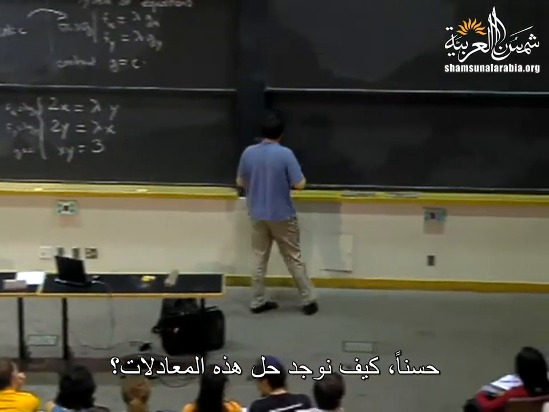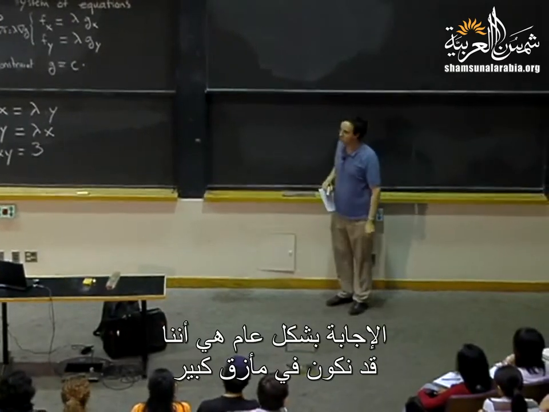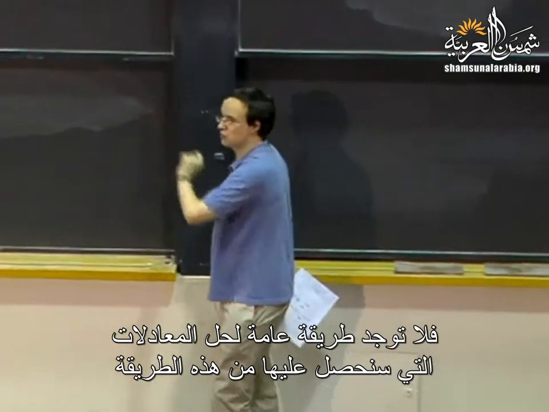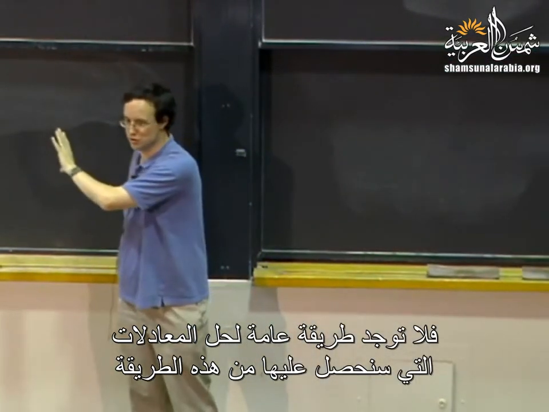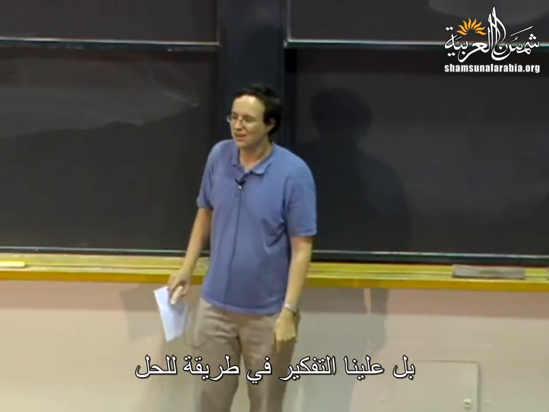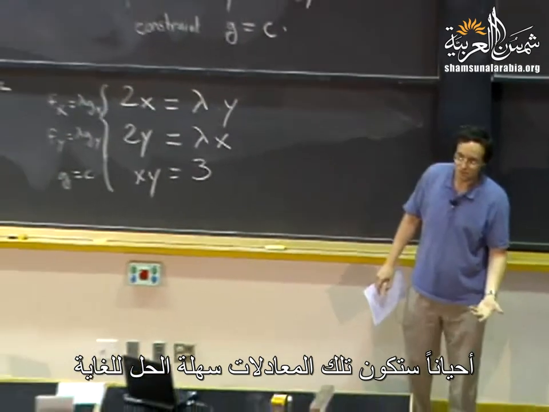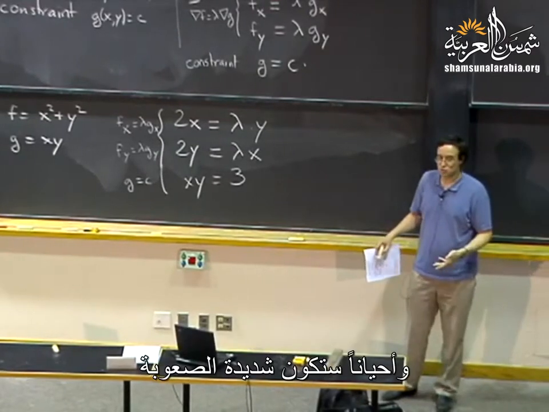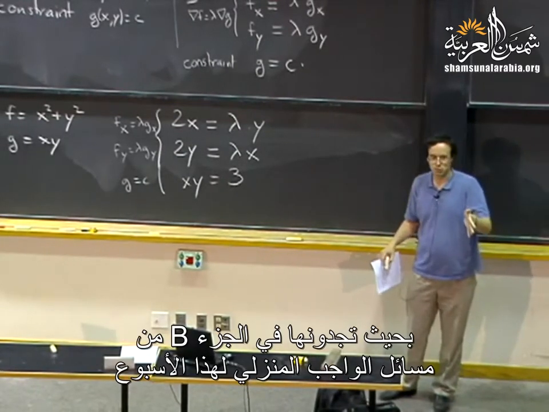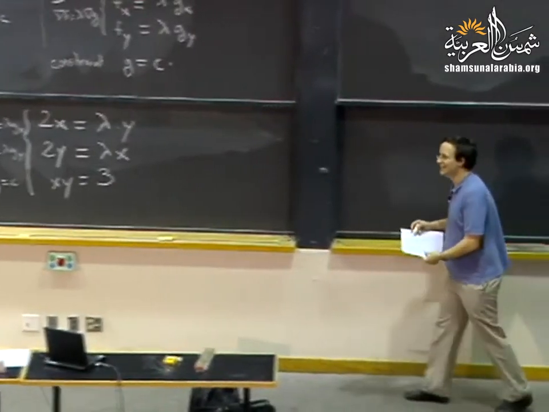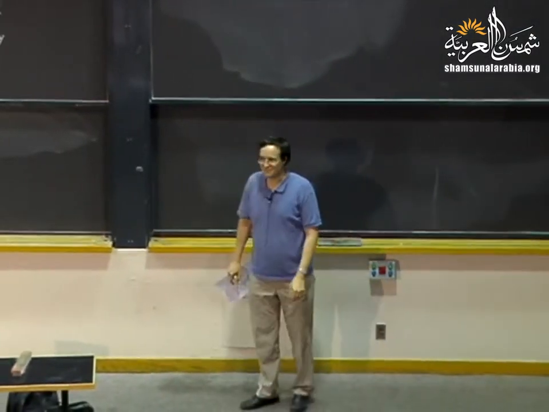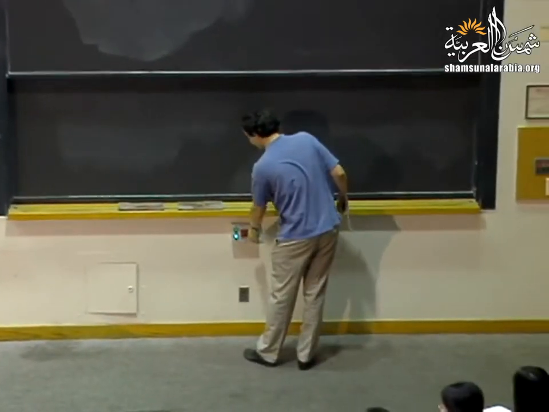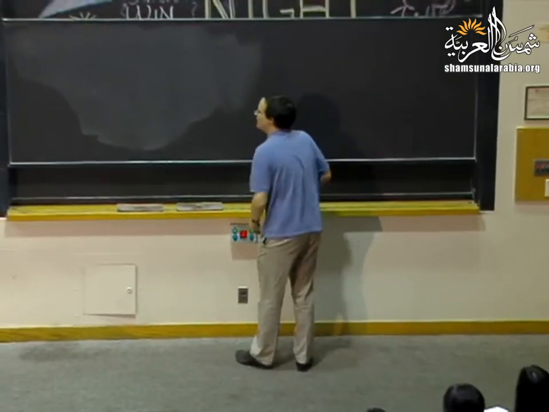So how do we solve these equations? Well, the answer is, in general, we might be in deep trouble. There's no general method for solving the equations that you get from this method. You just have to think about them. Sometimes it will be very easy. Sometimes it will be so hard that you can't actually do it without a computer. Sometimes it will be just hard enough to be on part B of this week's problem set.